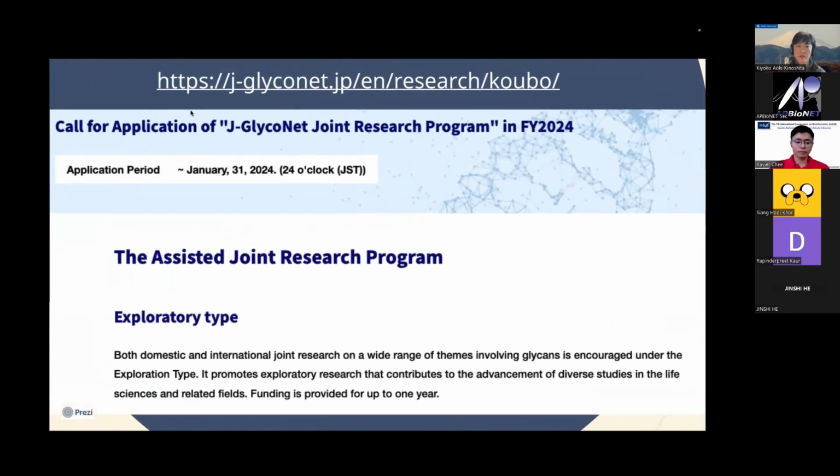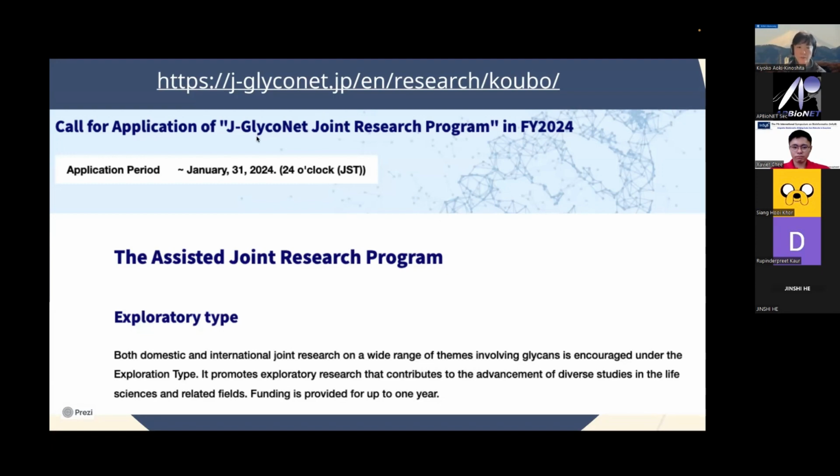At this URL for any joint research. Due date is January 31st, but the exploratory type is available for domestic and international joint research on a wide range of themes involving glycans, promoting research across all life science fields. So you don't have to be a glycan person. You only need to collaborate with someone in JGlycoNet, find a host researcher in the JGlycoNet, and you can get funding for up to 1 year to study where your research can link with glycans.